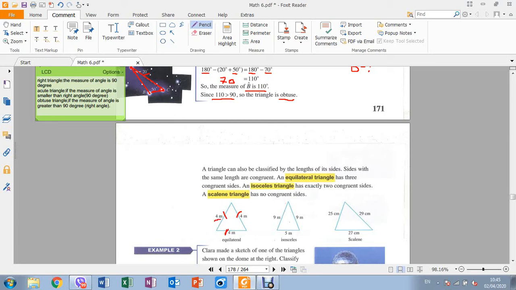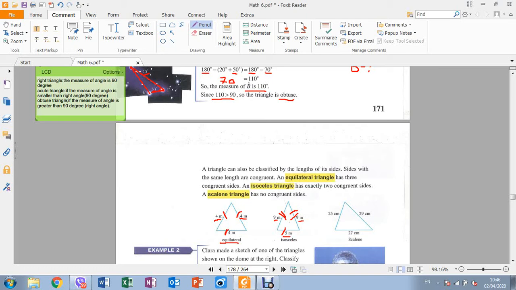This is 4 meters, this 4 meters, this 4 meters. So this is called an equilateral triangle. This is the first one. The second one is when 2 sides are congruent, meaning 2 sides have the same length. For example, that side equals this side, but these 2 sides are not equal to this side. This one is 9 meters, this one is 9 meters, and this is 5 meters. So this is called an isosceles triangle. It has 2 congruent sides.